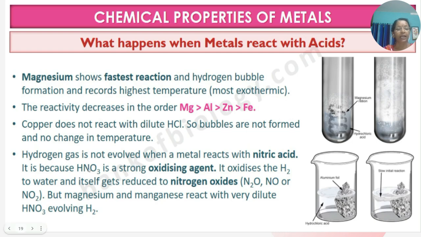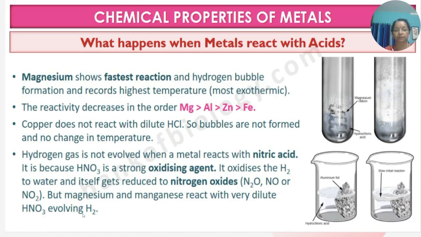What is the reason? It is because nitric acid is a strong oxidizing agent. So what is it doing? It oxidizes the hydrogen to water and itself gets reduced to nitrogen oxides like N2O, nitric oxide, and nitrogen dioxide. But magnesium and manganese react with very dilute nitric acid, evolving hydrogen. So keep in mind, magnesium and manganese react with very dilute nitric acid evolving hydrogen. Usually hydrogen gas will not be evolved with metals due to the high oxidizing power of nitric acid.